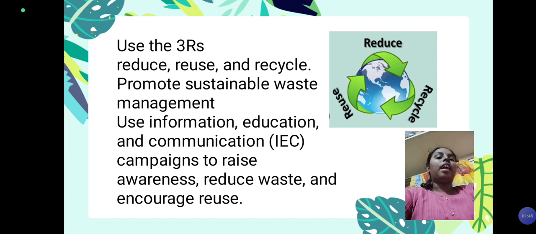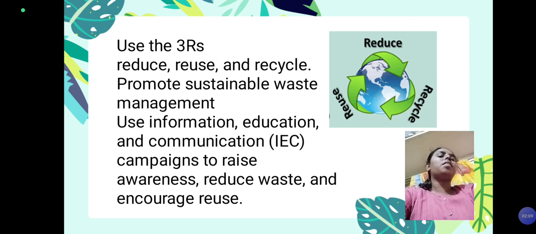Using the 3 R's, which is familiar to everyone, we can reduce the waste by recycling and reusing it. So, we have to start using the materials which are reusable and recyclable rather than the materials which are used only a single time, which promotes sustainable waste management.